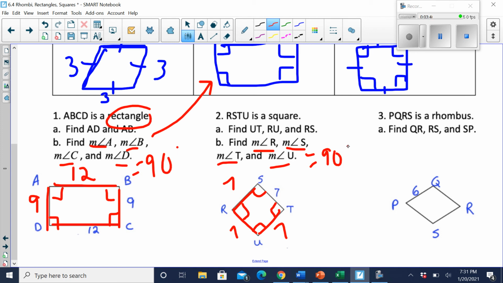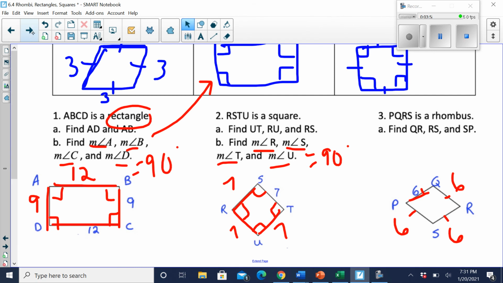Okay, the last one says PQRS is a rhombus. Find the measure of QR, SR, and SP. Well, on a rhombus, all of the sides are congruent. So if this side is 6, then this side is 6, and this side is 6, and this side is 6. So that's just using the definitions of each figure.